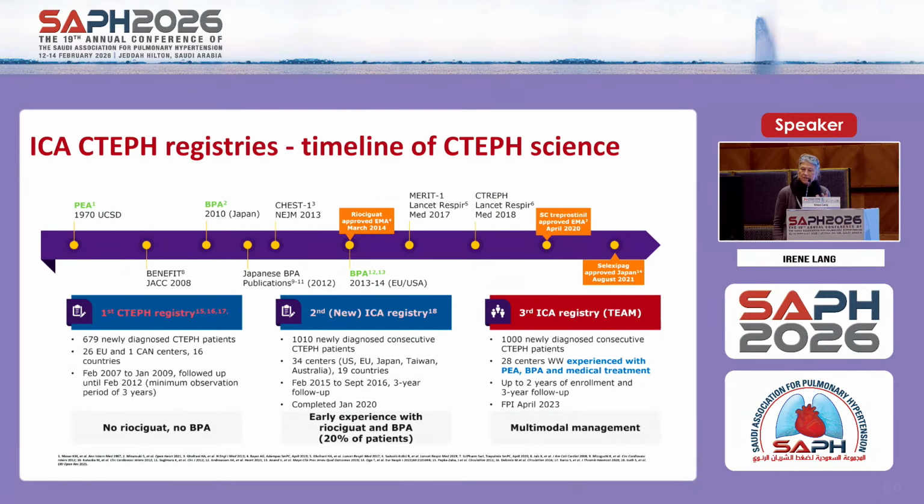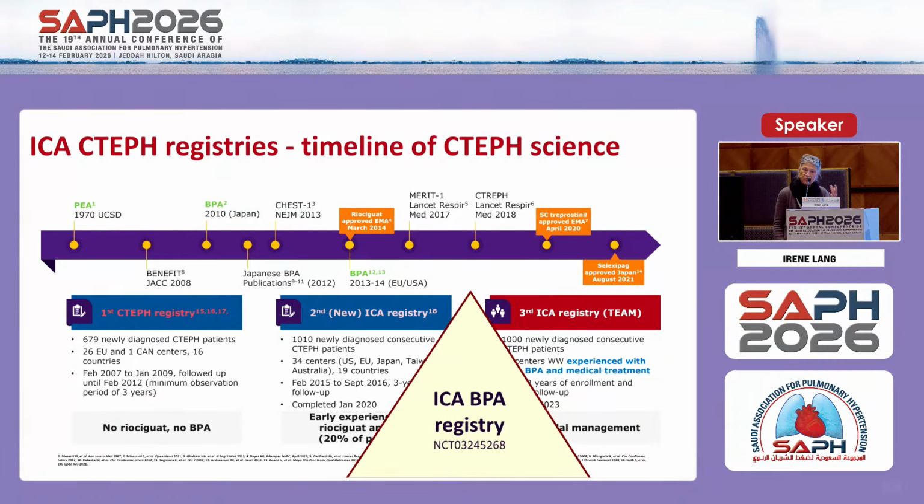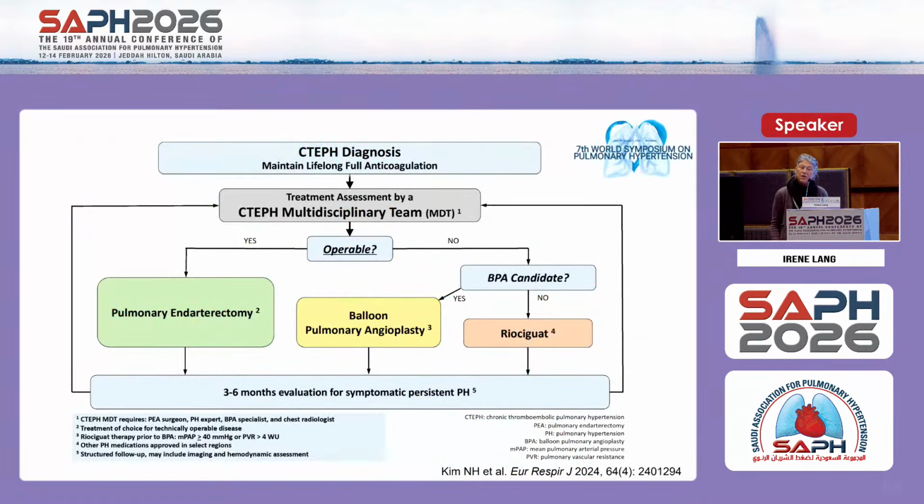And over the years, the International CTPH Association has run registries that have informed the scientific community about chronic thromboembolic pulmonary hypertension. There was a first registry in 2007, another one about 10 years later. Then came the BPA registry, which was dedicated to first-time BPA procedures, almost worldwide. And finally, the third ICA registry that is ongoing, it's the TEAM registry. I think we have learned a lot. We have informed the guidelines.